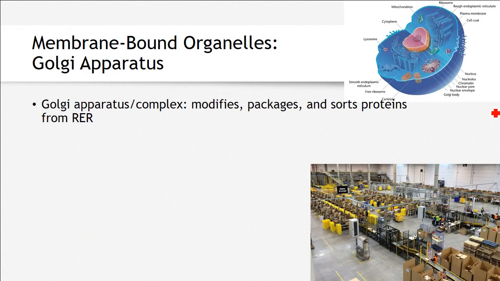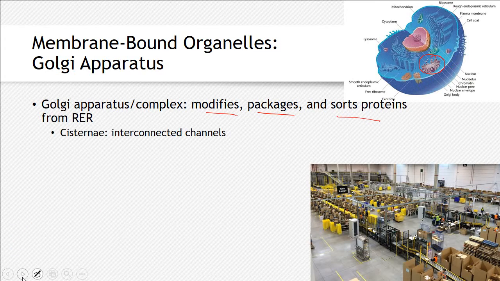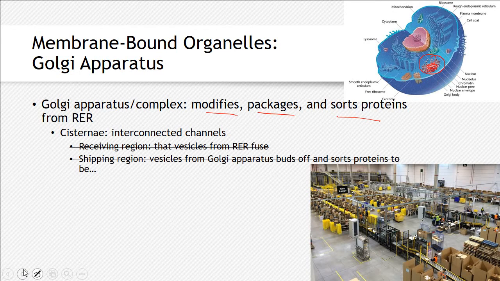The Golgi apparatus, as shown over here, helps modify, package, and sort proteins from the rough ER. So it will also have these interfolded channels here called cisternae. There are different regions, one facing the rough ER that will take in the vesicle, and then there's a shipping region that, after the modification done on the proteins, will end up shipping those proteins out.